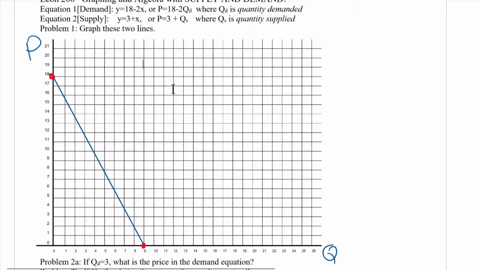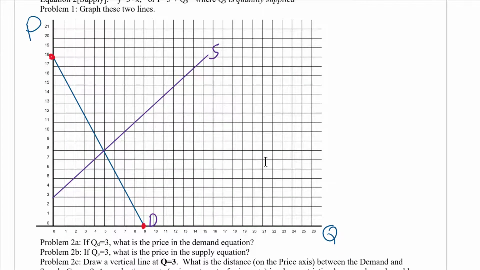Now if we graph the supply equation, the y-intercept is 3 and the slope is 1. So we just want to go up 1 over 1, up 1 over 1, up 1 over 1, etc. So let's label our supply, let's label our demand, and let's start answering some of these questions down here to make sure we really understand what's going on.